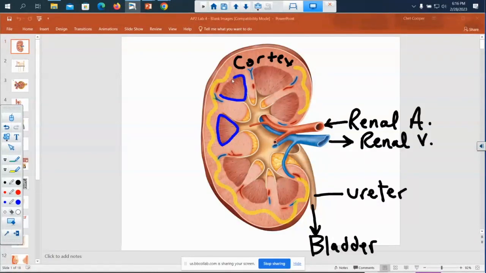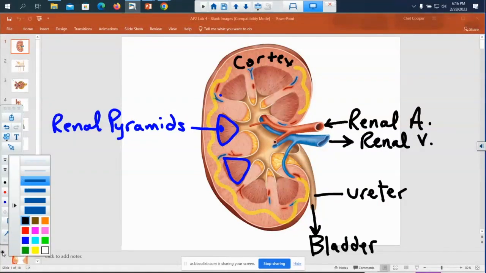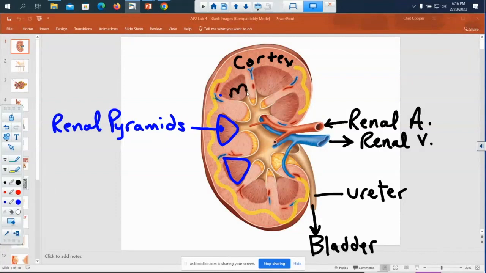And within the medulla, there are very important structures here that at first glance look like little triangles. Take that one away and highlight this one. But because they're three-dimensional, they're not going to call them triangles. They're going to call them renal pyramids. And the pyramids are the major structures of the medulla. So I'm going to write medulla across here. So you can see cortex and medulla. And then I'm going to label the pyramid there.